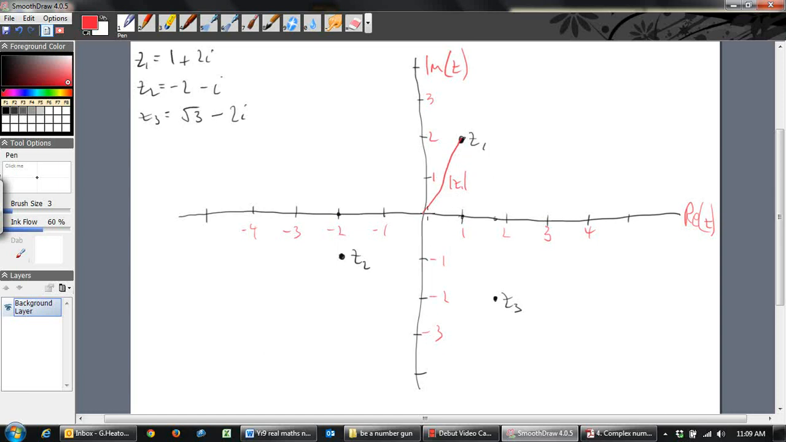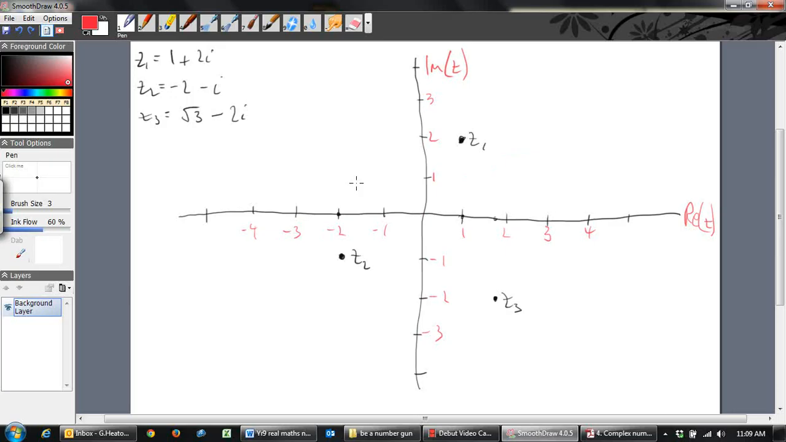Here is the modulus of Z1, and it's the distance from the origin. That's what the modulus essentially means. How far is it from the origin? And that's why you get the square root of, just using Pythagoras, 1 squared plus 2 squared is how you calculate that. So that's a bit about the modulus.